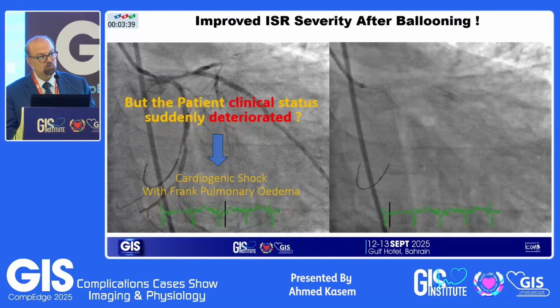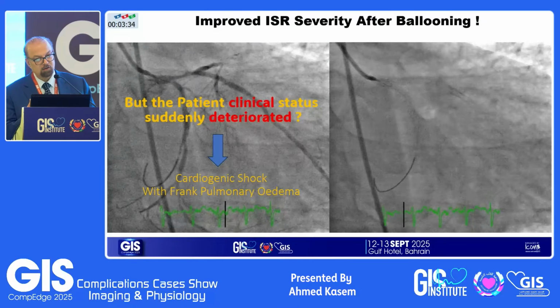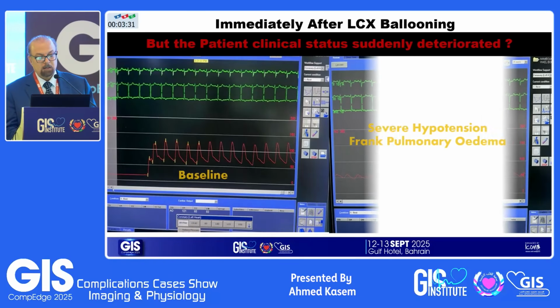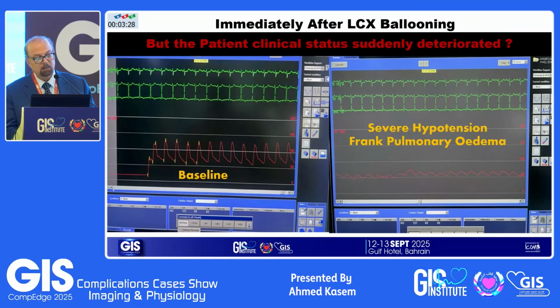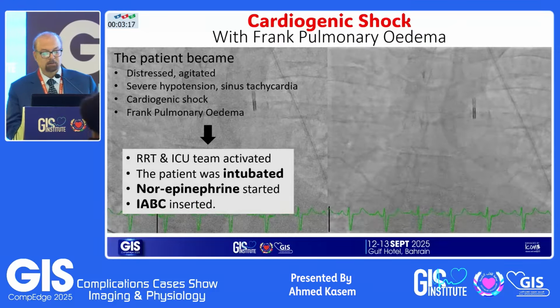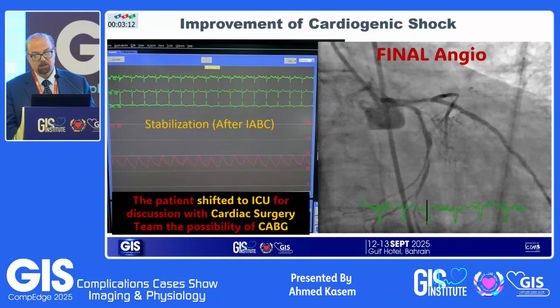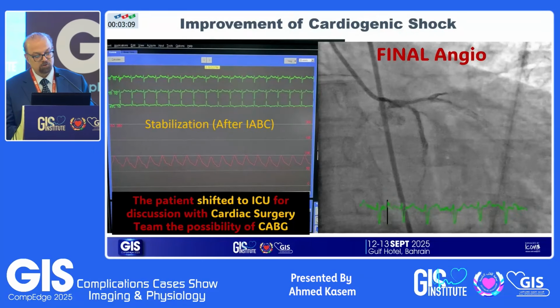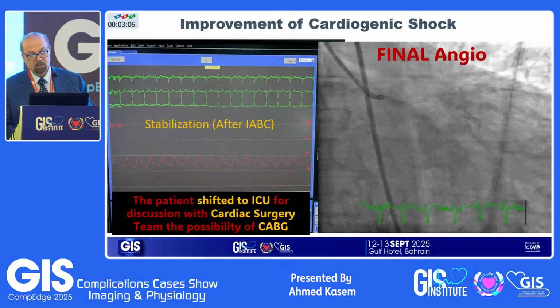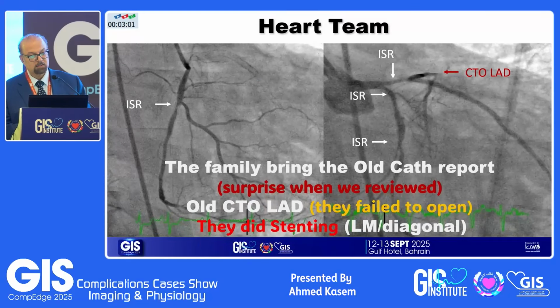But within a few minutes the patient clinically deteriorated, with shock and pulmonary edema. This is the initial baseline blood pressure, and this is after he developed pulmonary edema with severe hypotension. So I immediately inserted the intra-aortic balloon, the patient was intubated, and we gave norepinephrine. This is the injection after we stabilized the patient and the blood pressure built up, and I finished the procedure and sent the patient back to the CCU.